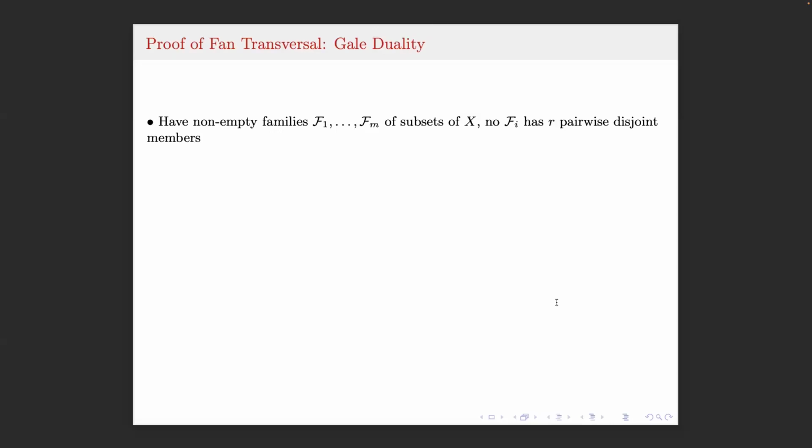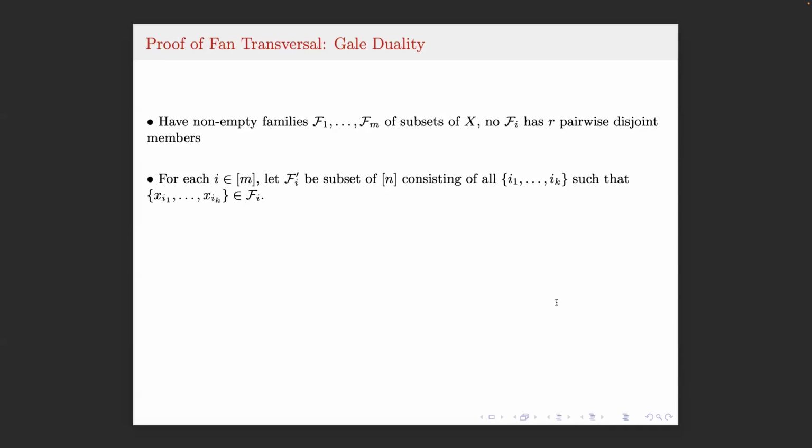So by assumption, we're starting off with these non-empty families of subsets of X. And if I look at any one of these families, you don't have R pairwise disjoint members. That just does not happen. Corresponding to each one of these families, I'm going to define a new family, F sub I prime, of subsets of N. It consists of all those I1 through IK such that X sub I1 through X sub IK are in F sub I.